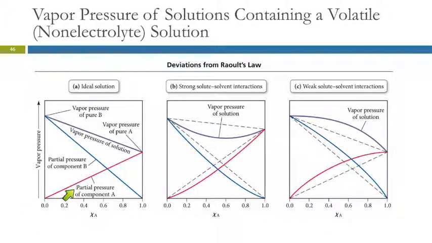In an ideal solution, each of these components behaves as if it were the only component. So as we increase the mole fraction of A, we see that its vapor pressure increases. If we're increasing the mole fraction of A, that means the mole fraction of B is going down, and so the vapor pressure of B starts high and goes down to 0. The total vapor pressure is the sum of both of them, and it's this purple line right here, because red and blue make purple, I guess. Any questions about that? Does that make sense?